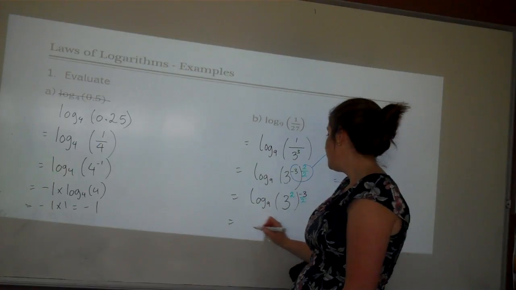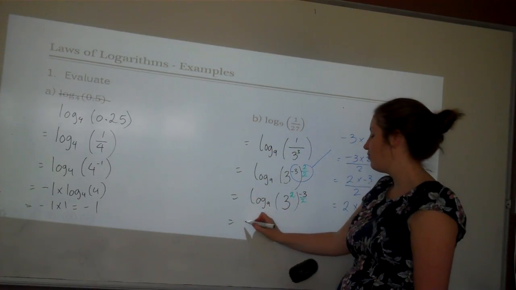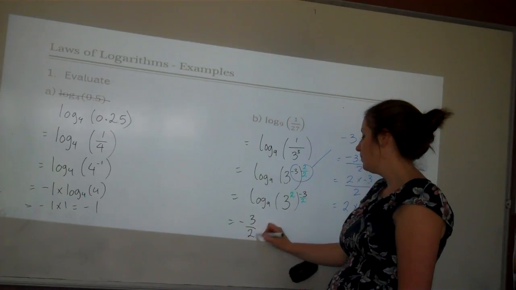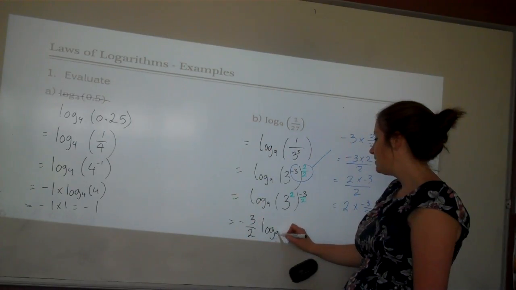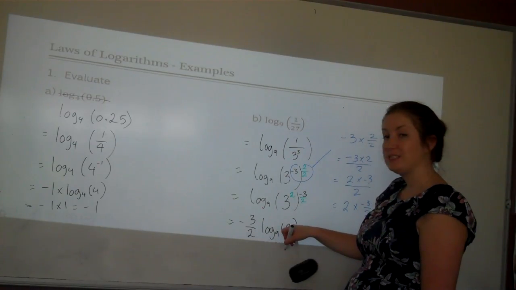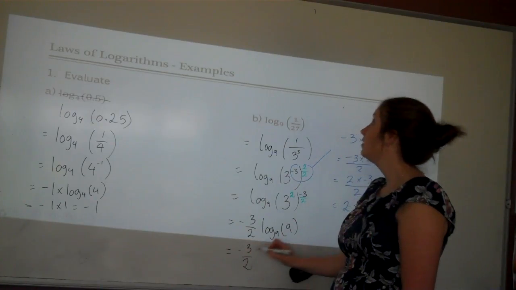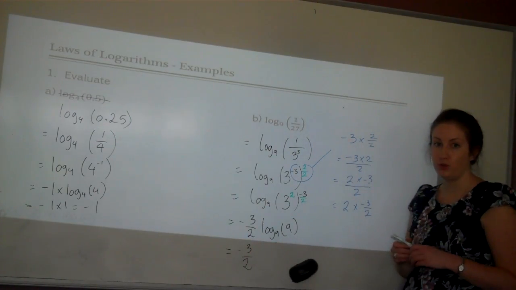This means that our power, negative 3 over 2, can be written in front of our log. We then have log base 9 of 3 squared, which is 9. Now we have log base 9 of 9 is equal to 1, and we get our answer of negative 3 on 2.